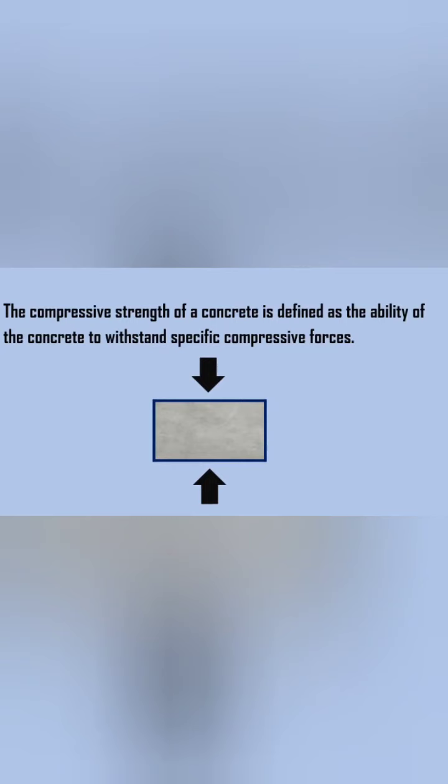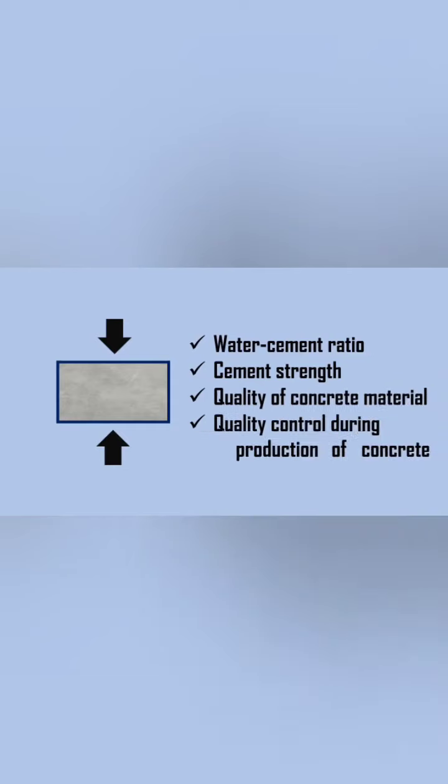Let us see one by one how the compressive strength of the concrete is assessed. The compressive strength of a concrete is defined as the ability of the concrete to withstand specific compressive forces. Compressive strength of concrete depends on many factors such as water-cement ratio, cement strength, quality of concrete material, quality control during production of concrete, etc.